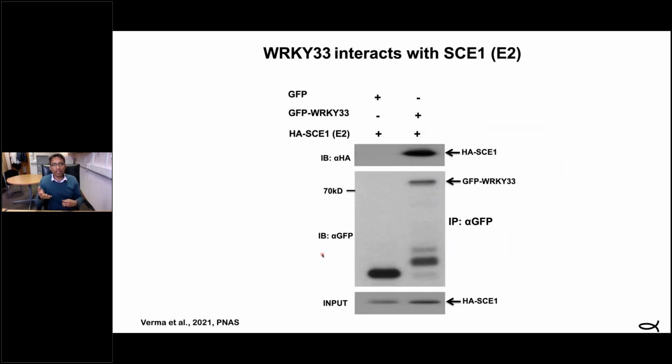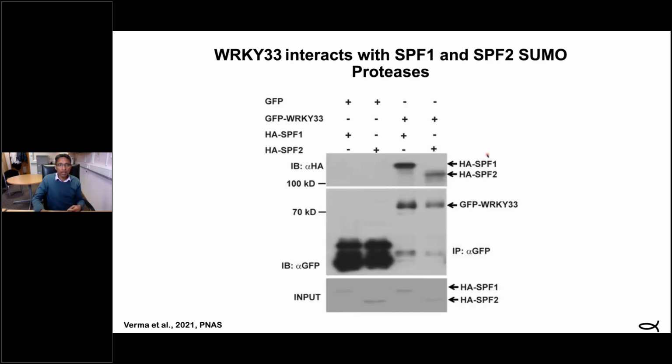And we've shown that WORK-E33, as a transcription factor, interacts with the E2 enzyme, SUMO E2s. That's what this immunoblot is showing. WORK-E33 comes down really nicely with the SCE, which is SUMO conjugating enzyme 1, the E2. And it interacts with SPF 1-2 SUMO proteases. That's what this immunoblot is showing here. These two blots come down very nicely with GFP-tagged WORK-E33.